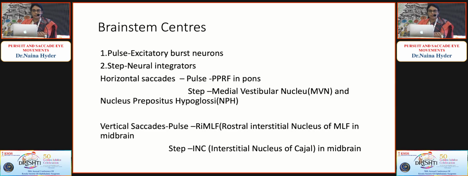In the brainstem centers, the pulse of the horizontal saccade is by the PPRF in the pons, and the step is the medial vestibular nucleus and the nucleus prepositus hypoglossi. For the vertical saccades, the pulse is done by the rostral interstitial nucleus of MLF in the midbrain, and the step is the interstitial nucleus of Cajal.